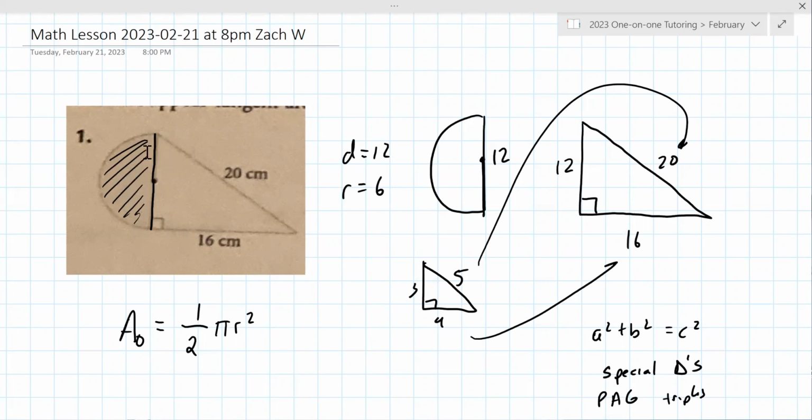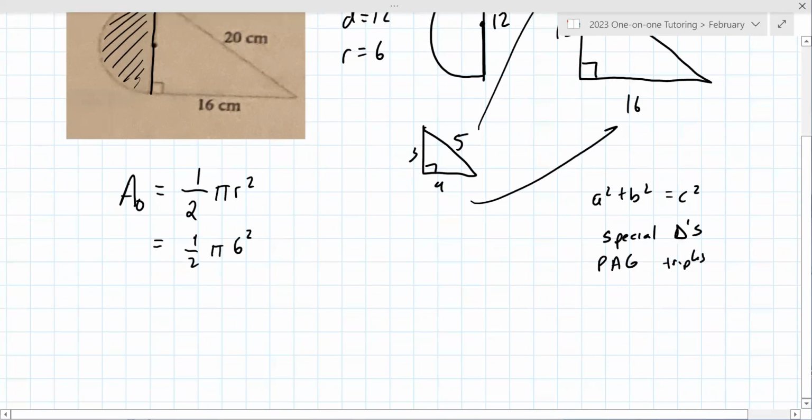Oh, right, yeah, radius, and then there's diameter. That's right. I don't know how I didn't piece that together. So then that would be 1/2 pi 6 squared. Would I reduce it even more? Yeah, square the 6, that's 36. And then cut that in half, so it's 18 pi centimeters squared.